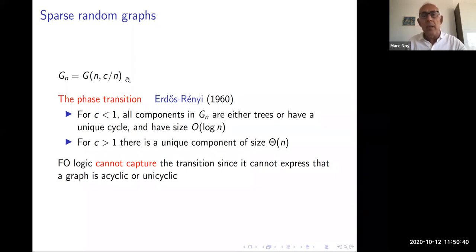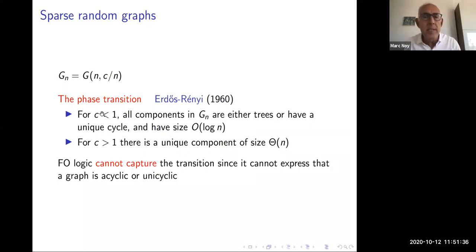Then maybe the most important thing here is the well-known phase transition. If c is below one, then all connected components in the random graph are either trees or have a unique cycle, that is, they are unicyclic. Moreover, they are small, of size at most log n. But the important thing here is that all components are simple. Simple means that the number of edges is at most the number of vertices, either n or n minus one. A complex component is a component in which the number of edges is larger than the number of vertices. But for c larger than one, a sudden change occurs, and then there is a unique component of linear size, which is called the giant component.